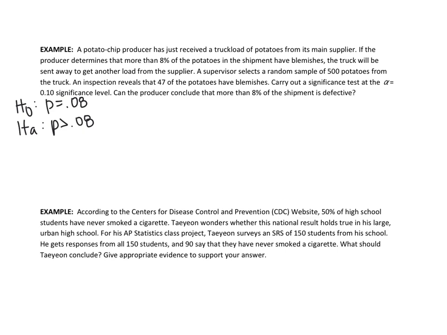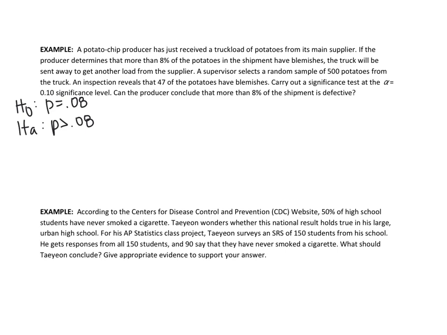Next, we need to go through our checklist of whether or not we can perform a hypothesis test. So the first question, is it random? Well, it says that we select a random sample of 500 potatoes, so it is random. Is it independent? So each potato has an equal chance of having a blemish, so it's independent. Then lastly, is it normal?